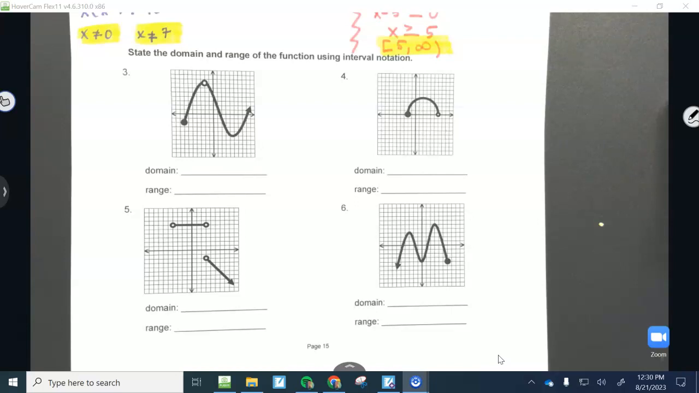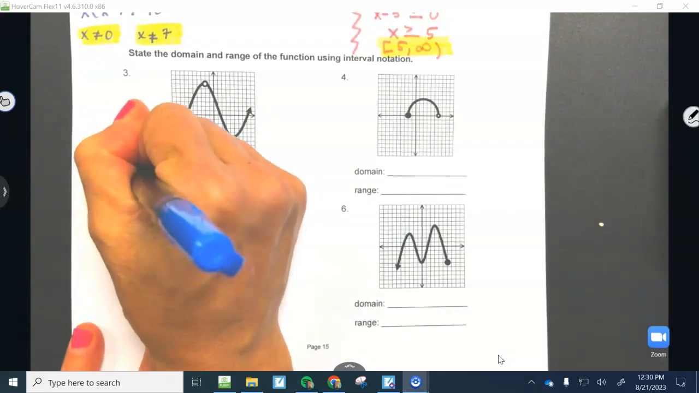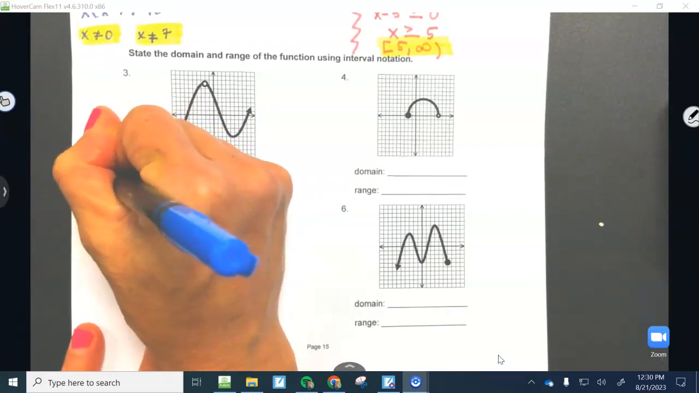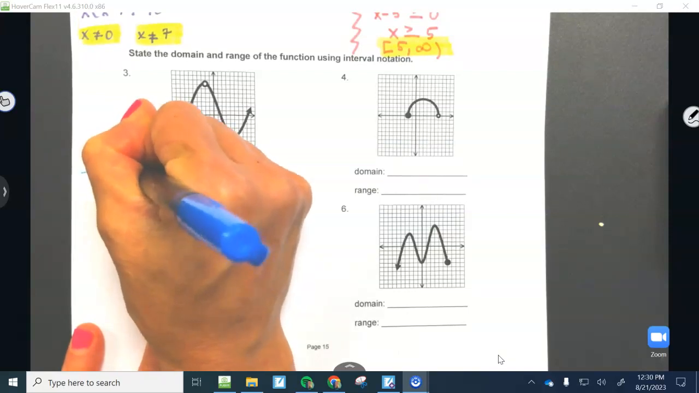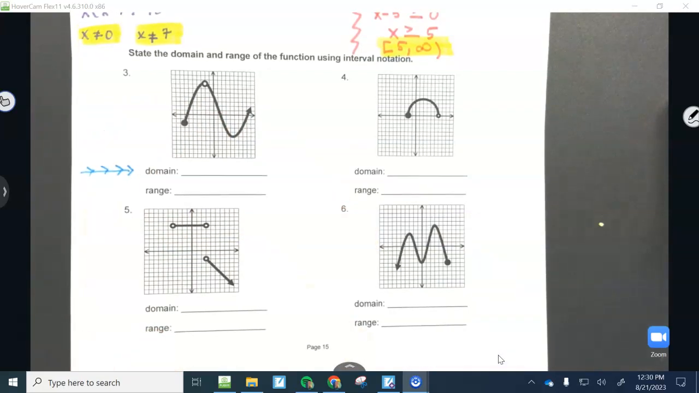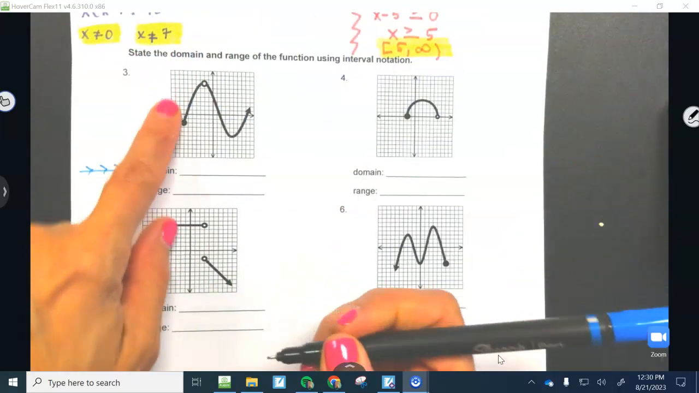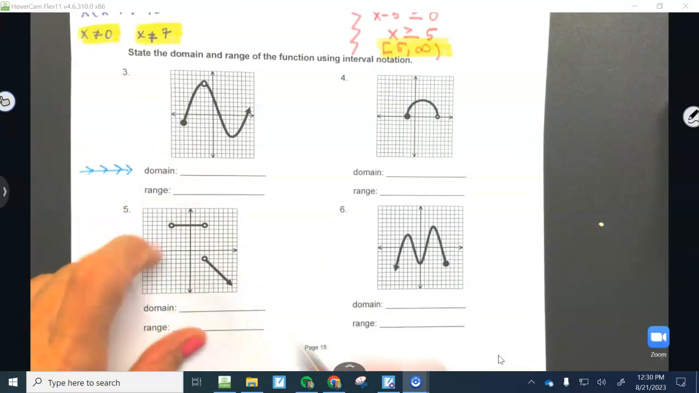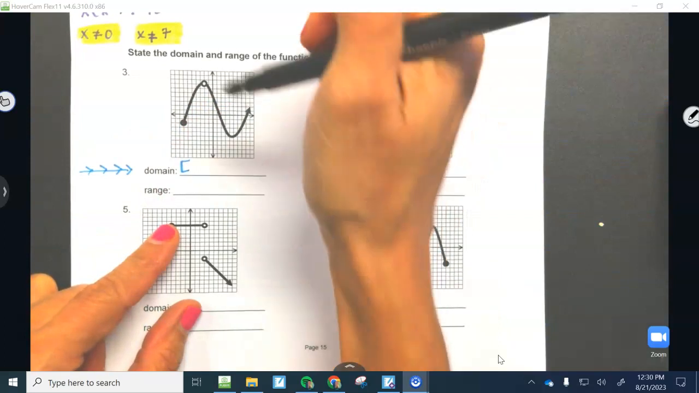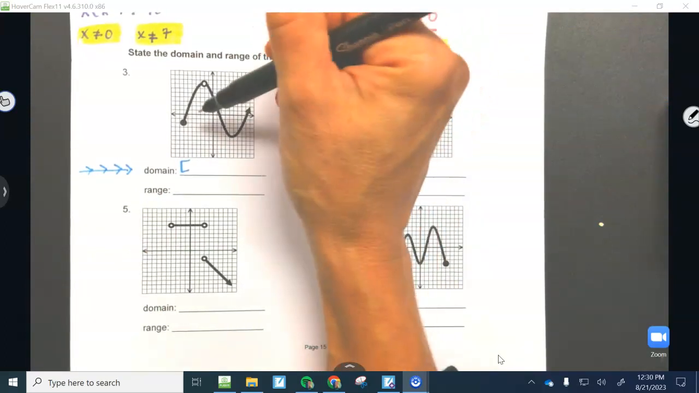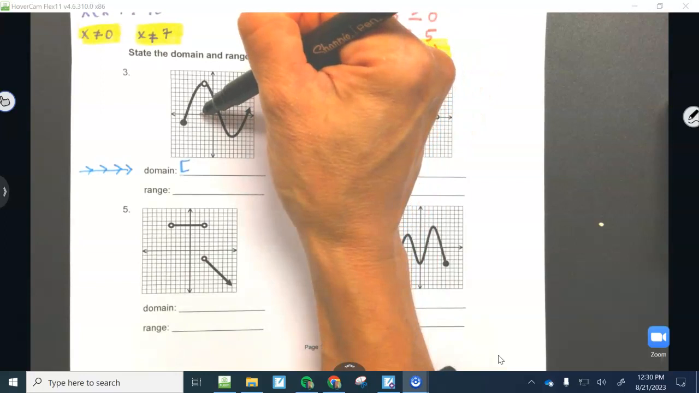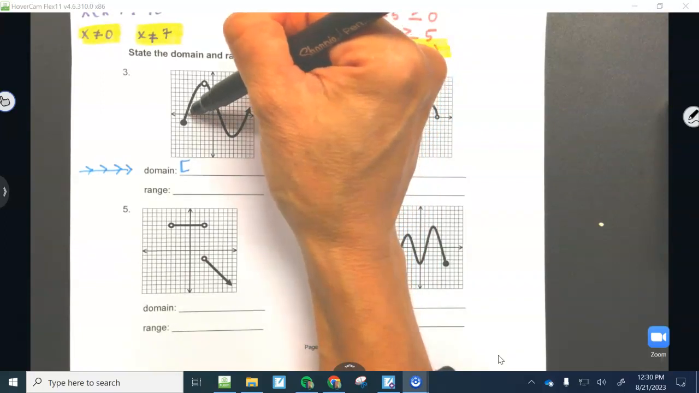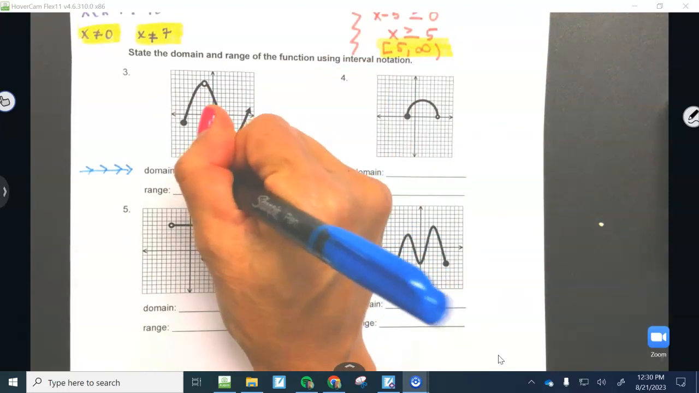So for this first one right here, please remember when you are looking for domain, you always work from left to right. I'm going to start looking on the left side and then go towards the right side of the picture. So when I scan, the first thing I see on the left is this dot right here, and it's closed in. So I'm going to start with whatever that number is. What is that? Y'all, I can't read that. It's too little. Is it 7? Negative 7?